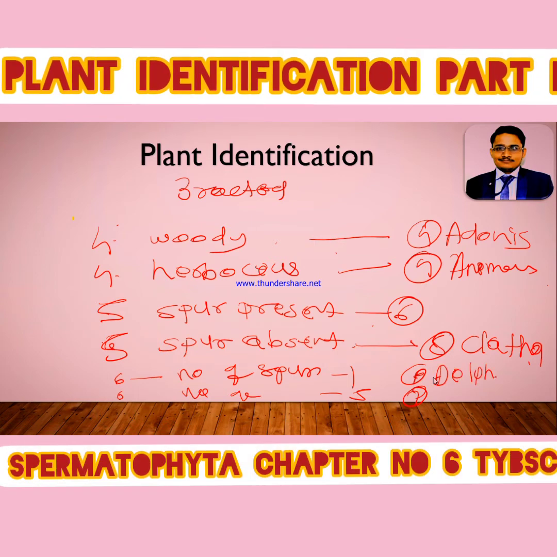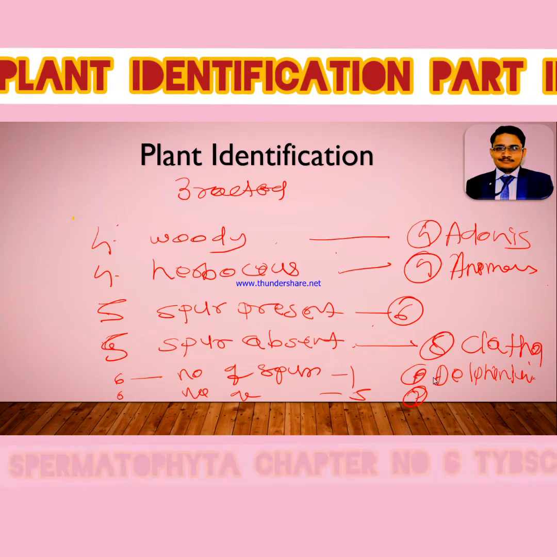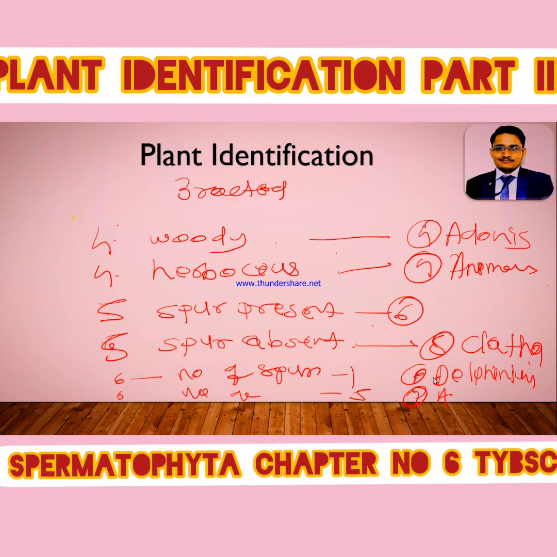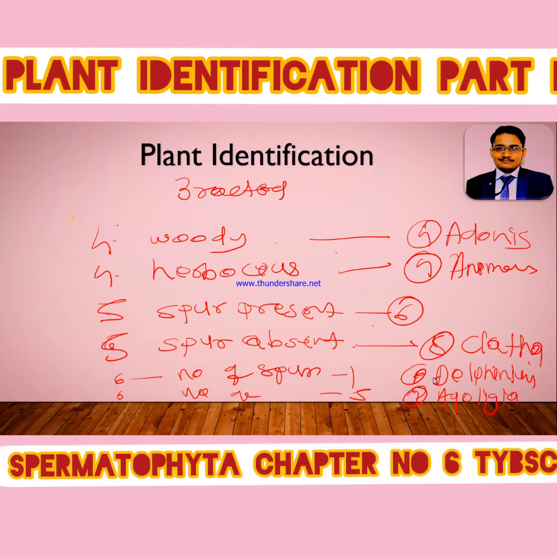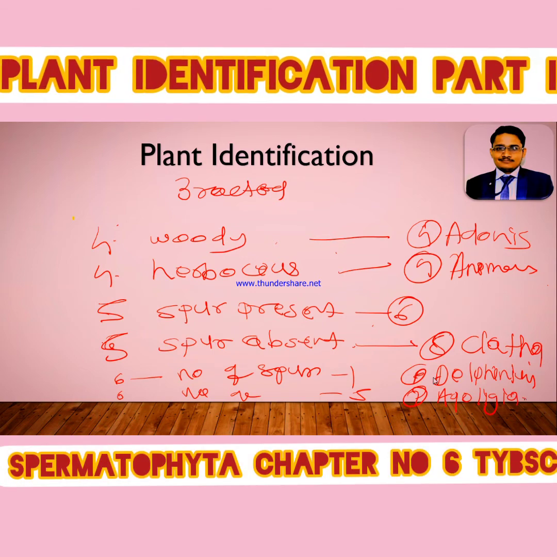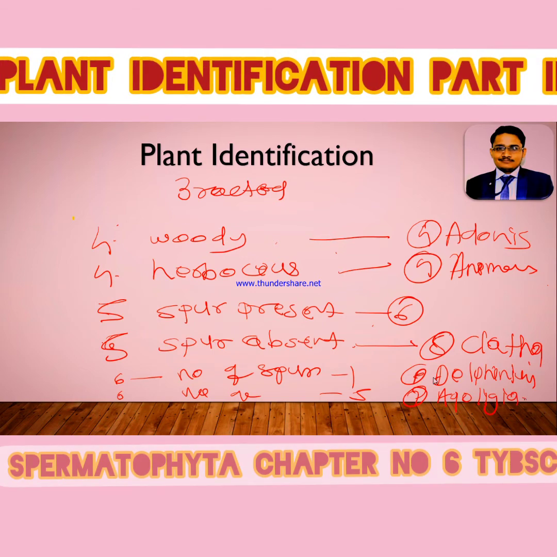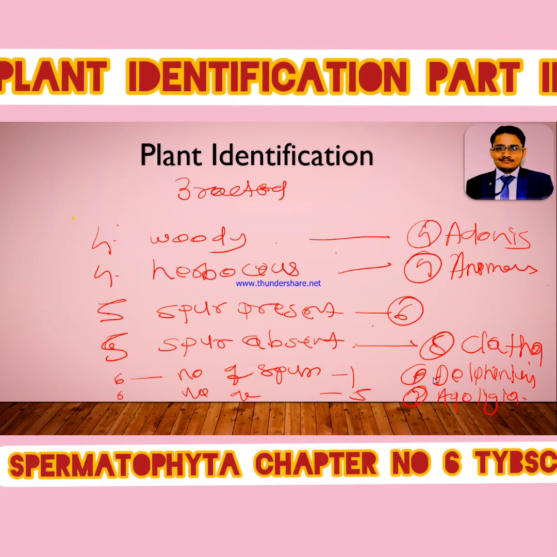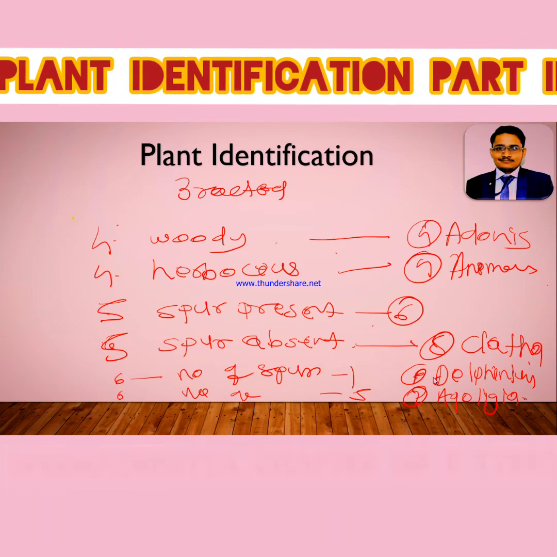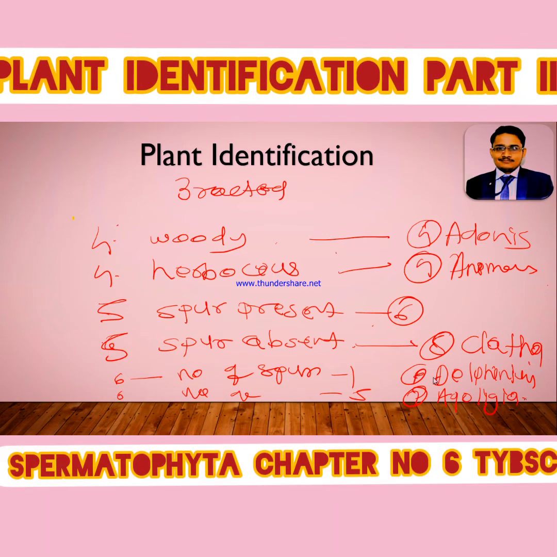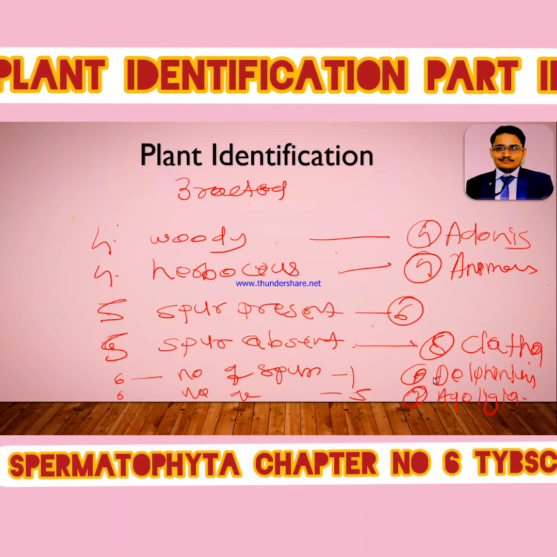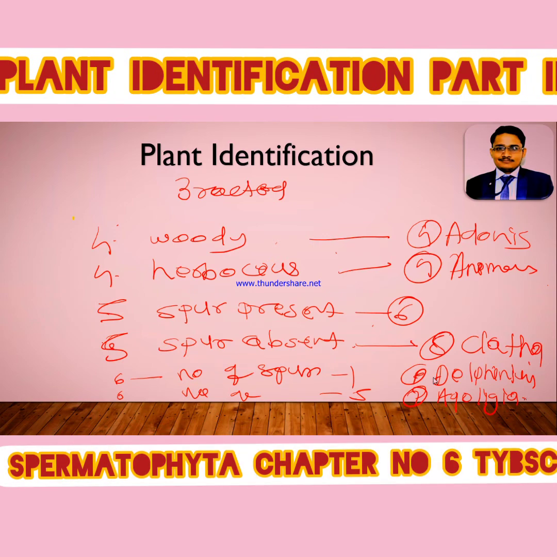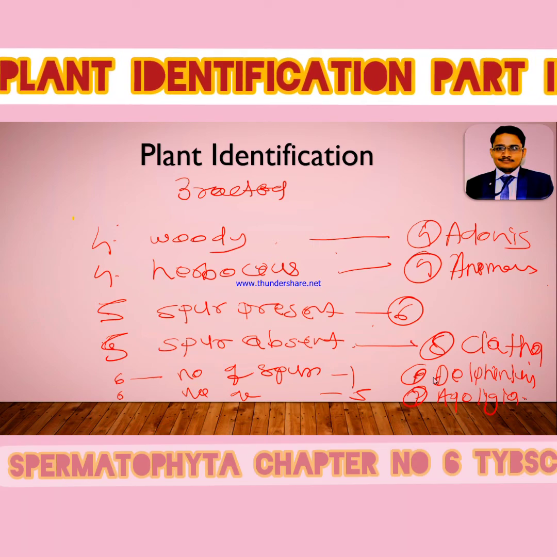Delphinium and Aquilegia. In this way, that is the bracketed key. I think you have totally understood the concept. In a bracketed key, clues are given inside the bracket, telling which character we have to see. That is known as the indented and the bracketed key.